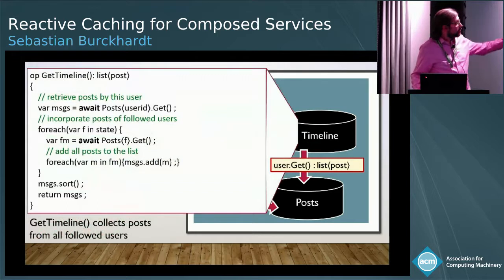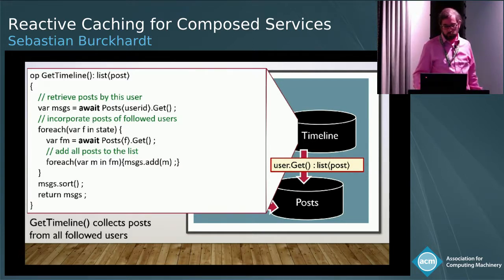And the code that you would use to write this composition in the timeline service could look something like this. This is pseudocode, but you get the idea. So I might be sending a request to get my own posts from the service, and then I send a bunch of parallel requests to get all the posts by the users I'm following, and finally I'm putting them together in one container and sending them back to the user, something like that.